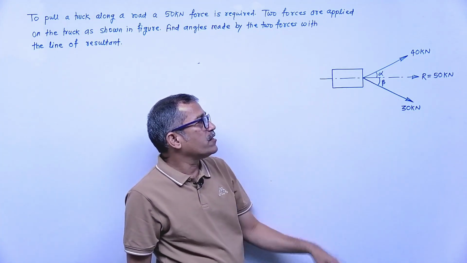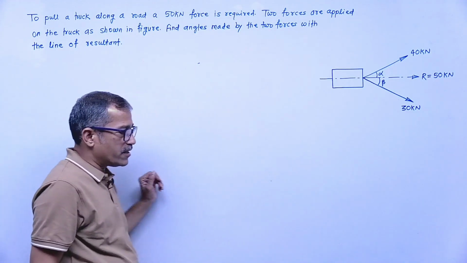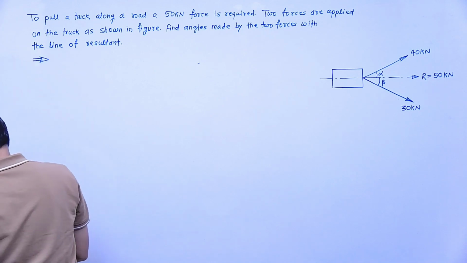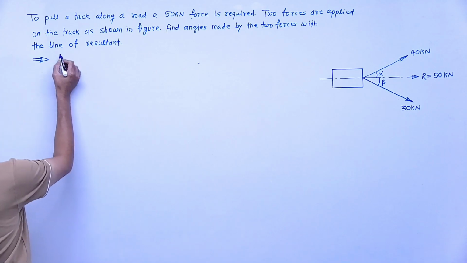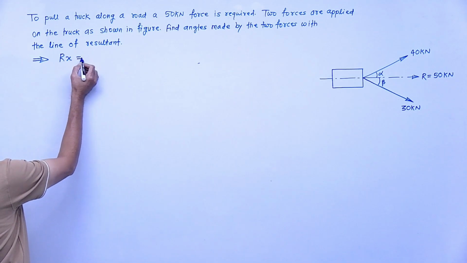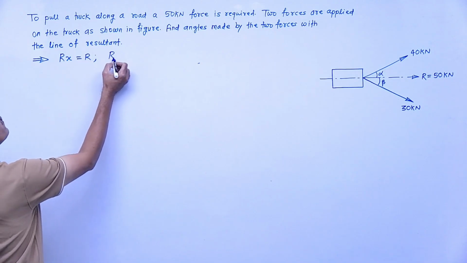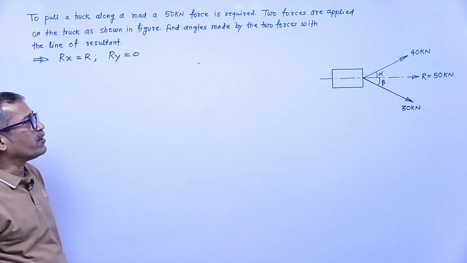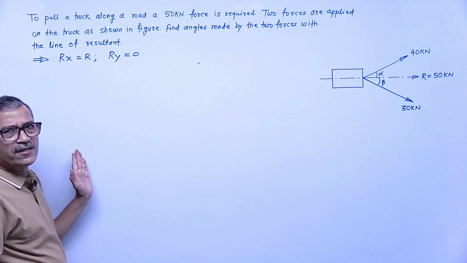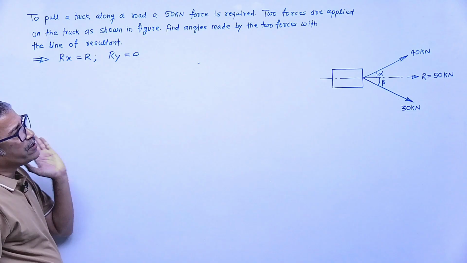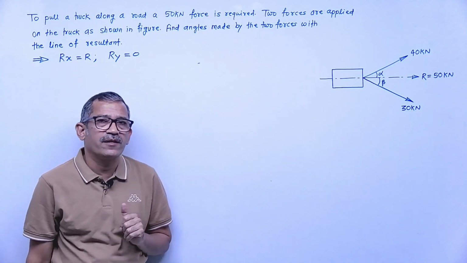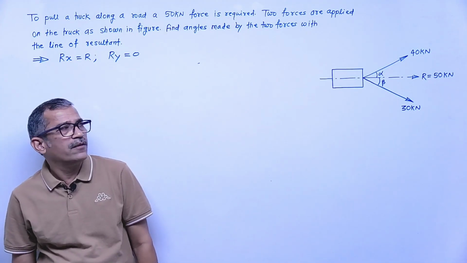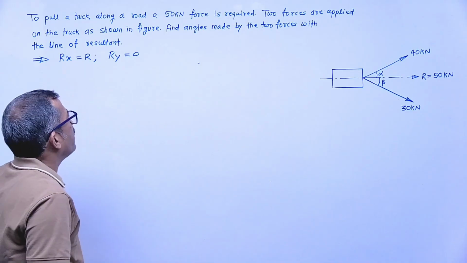Now the resultant is what? Horizontal. The resultant is acting in the horizontal direction. That means Rx is equal to R. That means what is the component of the resultant along the y-axis? 0. One by one simple Rx, Ry equations will apply. We will get two equations, one of Rx, the other of Ry. Unknowns are alpha and beta. Correct? We will try to solve this for alpha and beta.